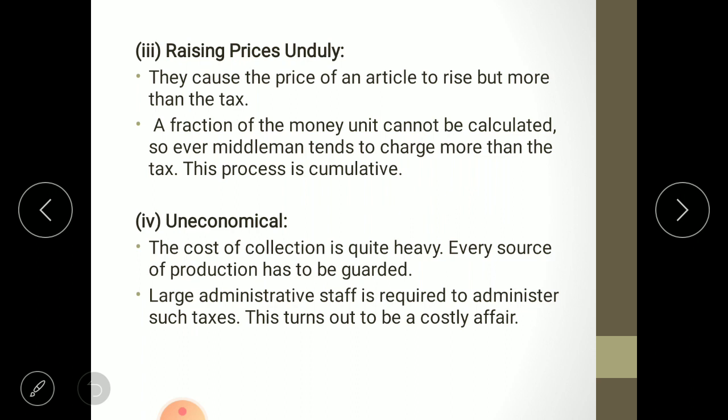Then the third one is raising prices unduly. They cause the price of an article to rise by more than the tax. A fraction of a money unit cannot be calculated, so our middlemen tend to charge more than the tax. This process is cumulative. Indirect tax has a direct effect on the prices of a product. Say for example, the price at the factory gate is 90 rupees and the government charges a tax of 10 rupees. Then the selling price will become 100 rupees.